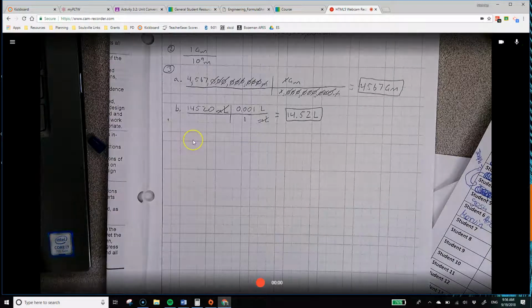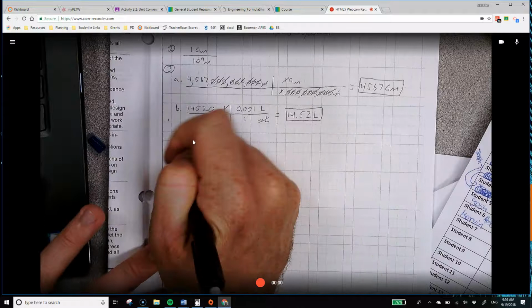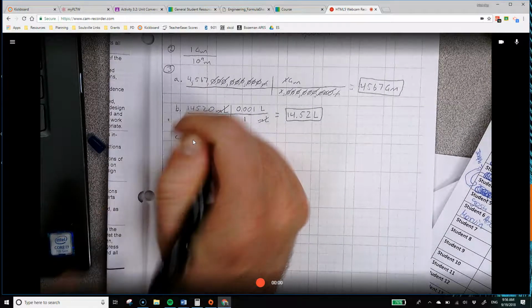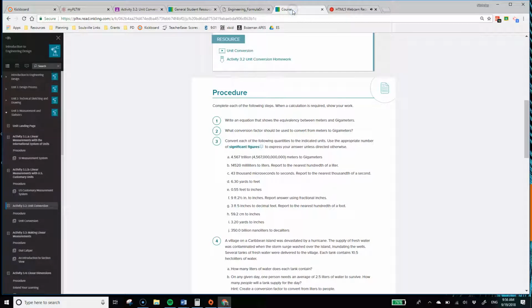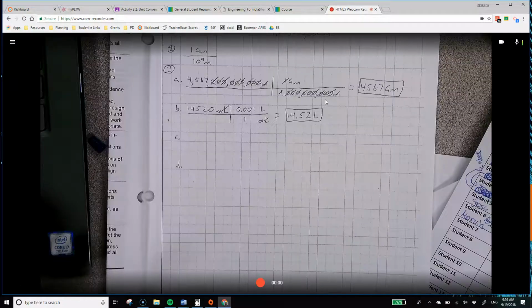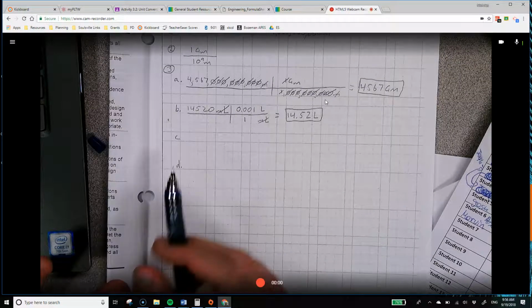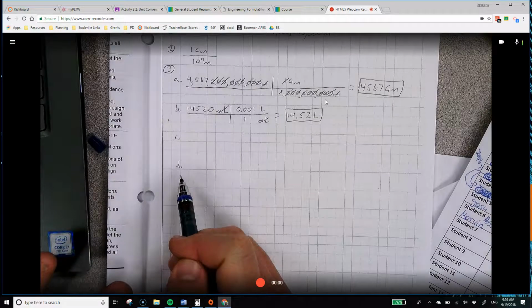All right. I'm going to skip C, and you guys can come back to it later. I'm just going to leave enough space for it in my notebook and move on to D, because this can be a different kind of thing. So make sure you leave a space for C, and then we're going to move down to D.